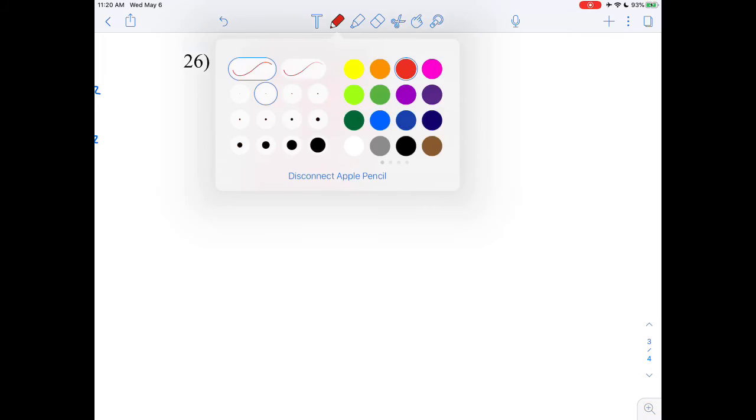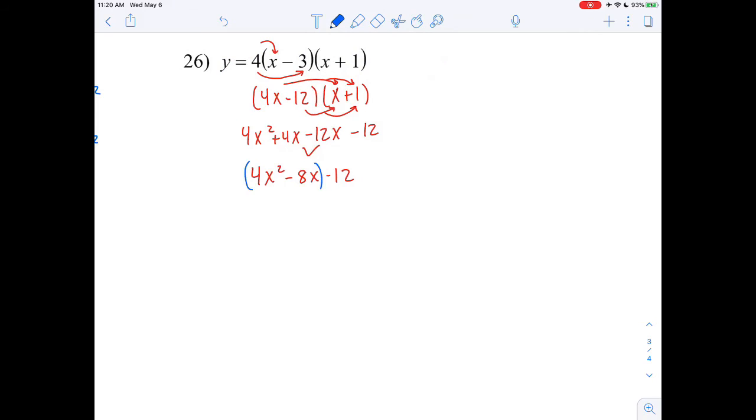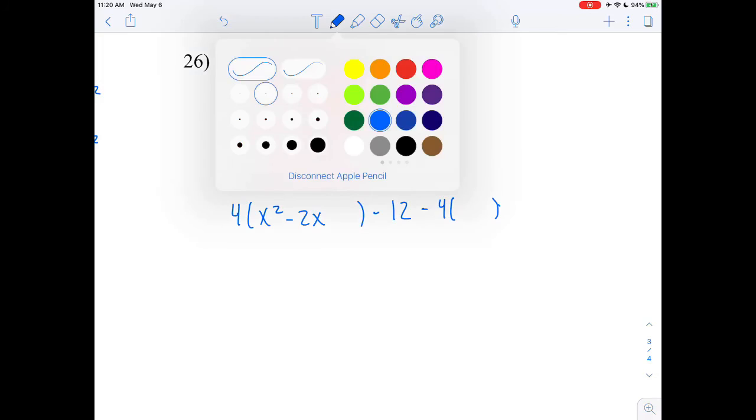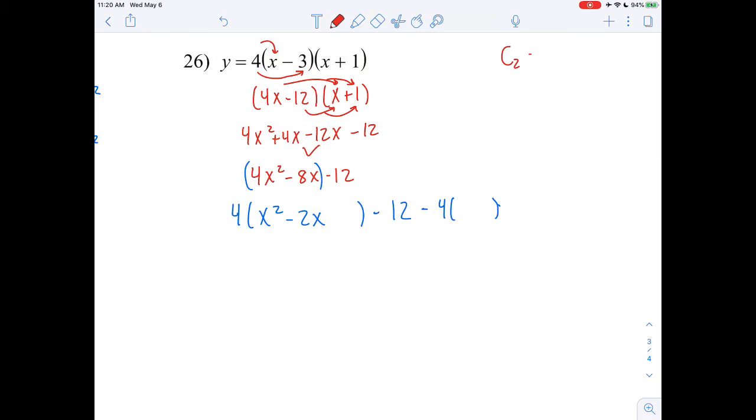Now what I want to do is factor out from these first two terms the lead coefficient A, which becomes 4 parentheses x squared minus 2x. I'm going to leave some space because I'm going to add my C2, and then outside the parentheses I have minus 12 and minus 4 times whatever that C2's value is going to be.